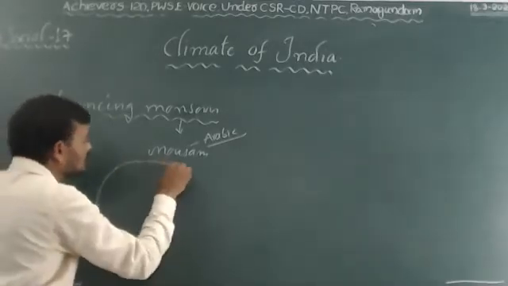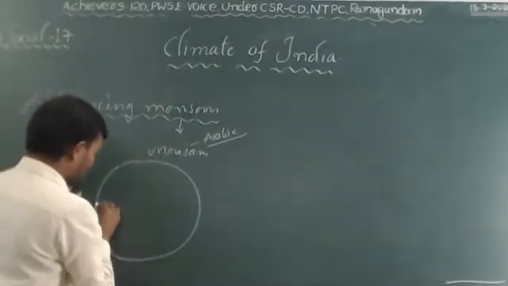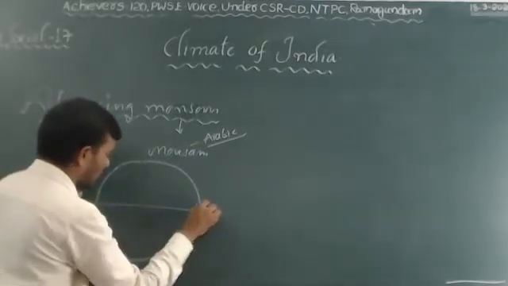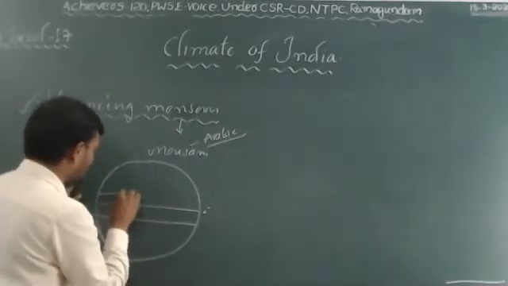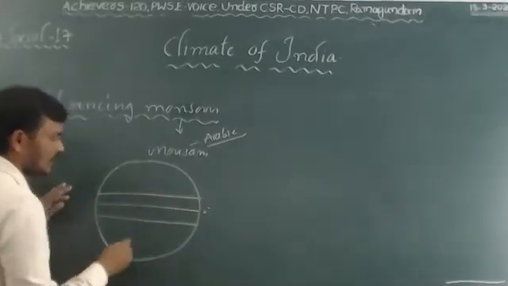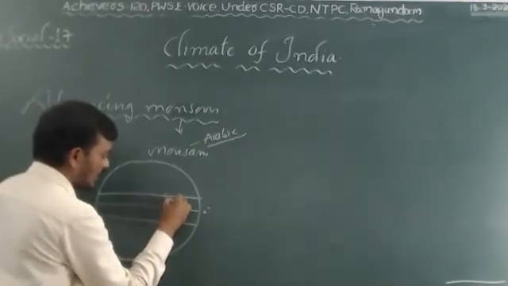See, the monsoons develop in the tropical belt. So this is, you know, very well the equator. This is Tropic of Capricorn. This is Tropic of Cancer. Clear? So India lies here. Just imagine that India is here itself.